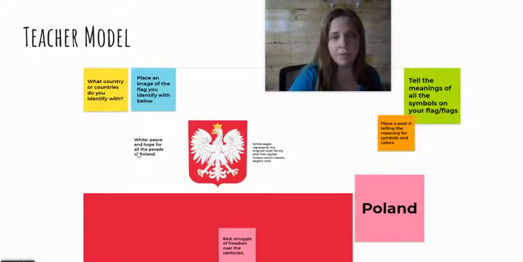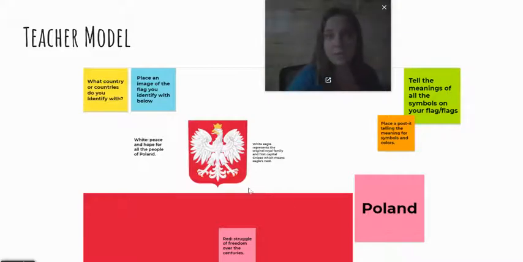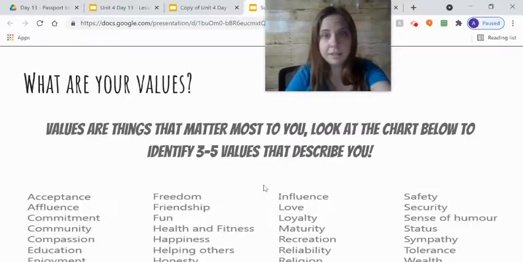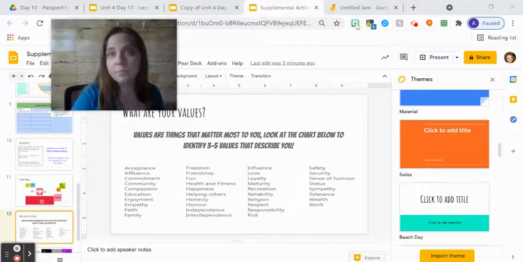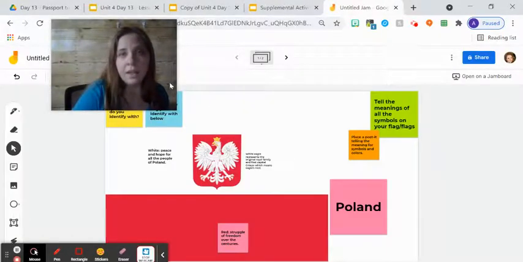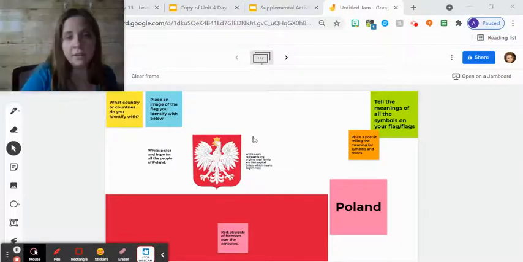So I put the meaning of white for the color white and red for the color red, and then the white eagle that's on the red crest. Place a post-it telling the meaning for symbols and colors and the country. So here's just my example. And then after this, students should be doing their own. So here's how I set it up on Jamboard for them, exactly like this. And I give it to them with the link. And I give them the first slide that'll look just like this.